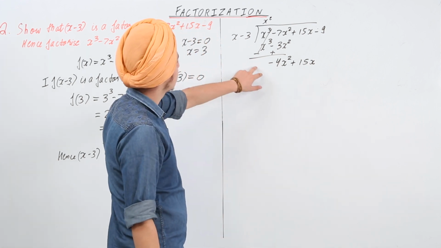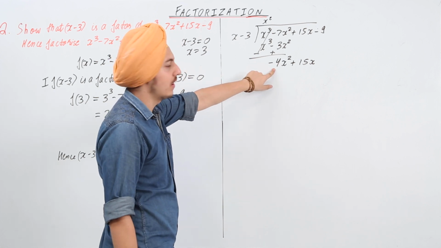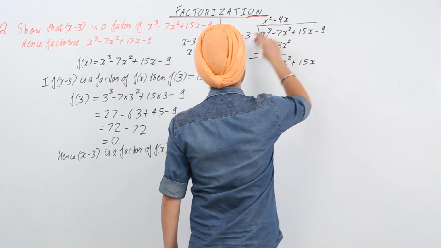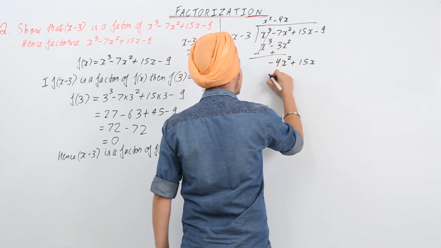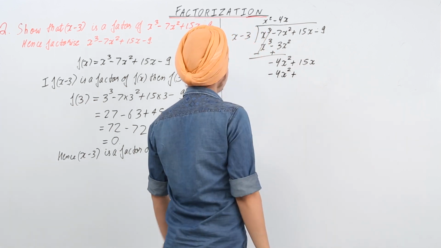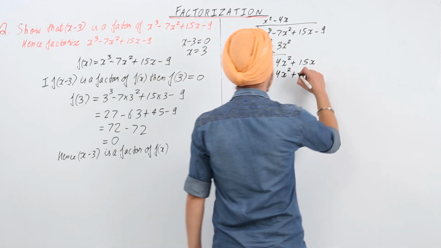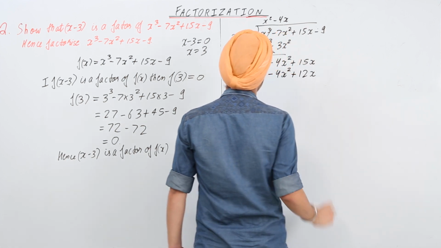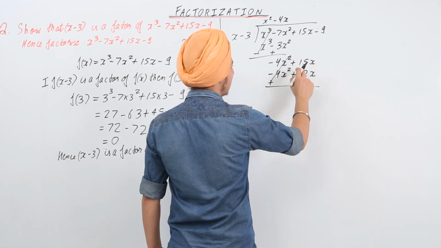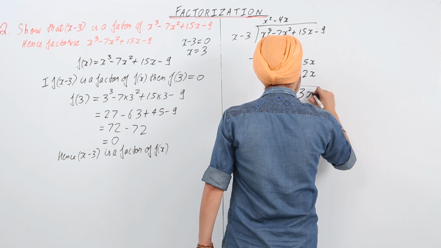Now we have to find a term which when multiplied with this x comes out to be equal to minus 4x square. So if we multiply minus 4x with x, we will get minus 4x square. So minus 4x square, plus we get minus 3 into minus 4x, that is equal to 12x. So we have plus and minus. So this term is 0, and this term will come out to be 15x minus 12x, that is 3x.